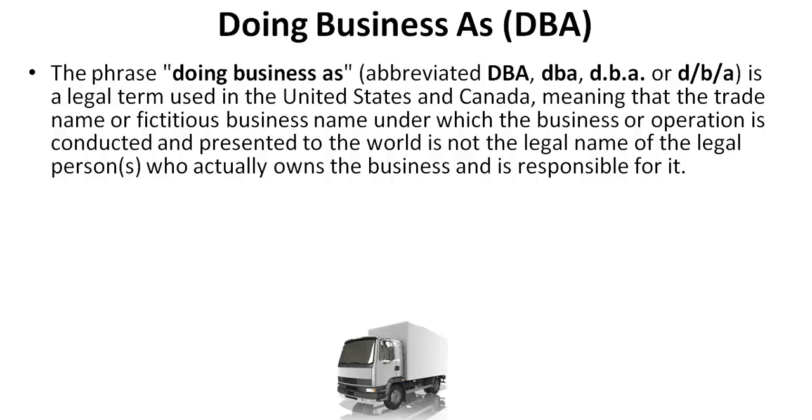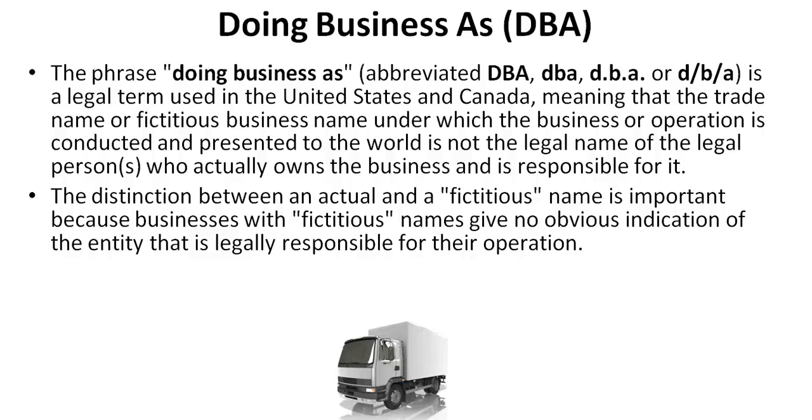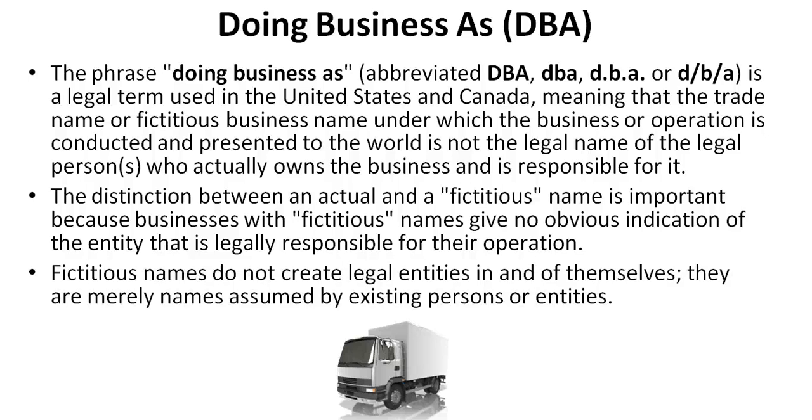The phrase doing business as is a legal term used in the United States and Canada, meaning that the trade name or fictitious business name under which the business or operation is conducted and presented to the world is not the legal name of the legal person or persons who actually owns the business and is responsible for it. The distinction between an actual and a fictitious name is important because businesses with fictitious names give no obvious indication of the entity that is legally responsible for their operation. Fictitious names do not create legal entities in and of themselves. They are merely names assumed by existing persons or entities.